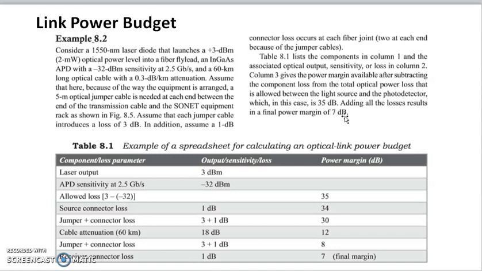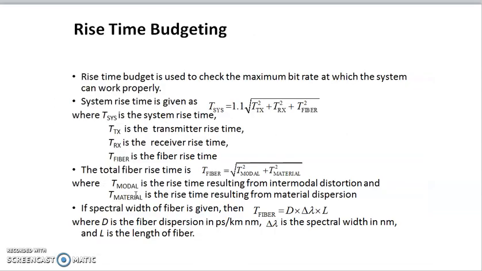Assume that each jumper cable introduces a loss of 3 dB. That is the jumper loss, 3 dB. How many connectors do we consider here? In addition, assume a 1 dB connector loss occurs at each fiber joint. And here the table shows the optical output, sensitivity or loss in a column. So this is the spreadsheet for the optical link power budget and the total output required for this.